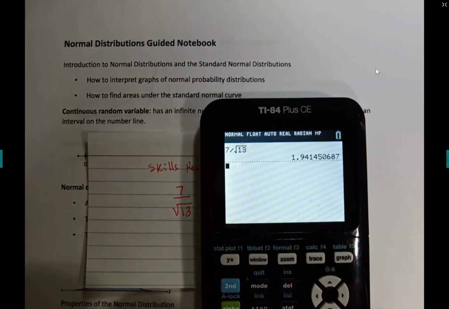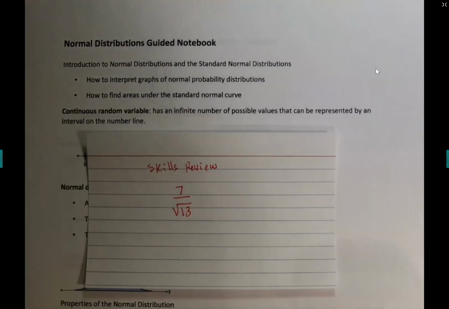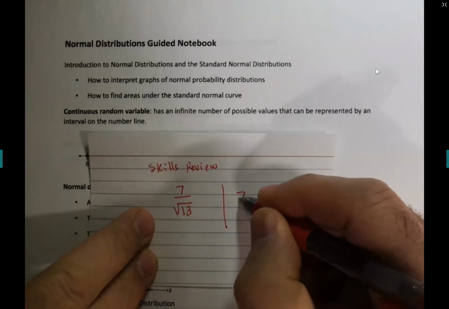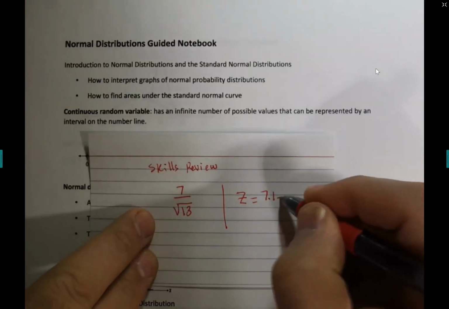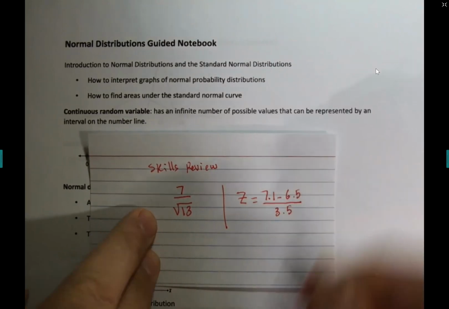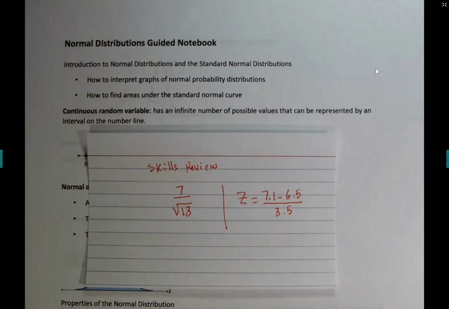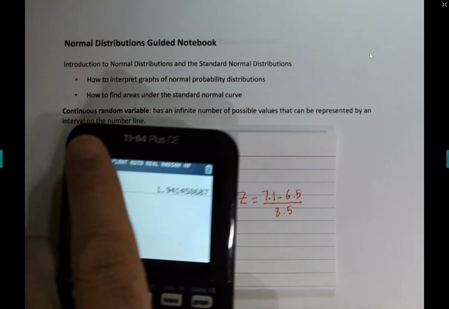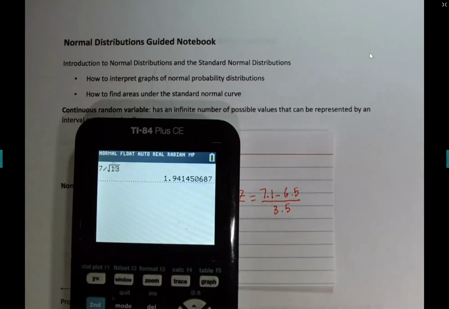Another one you need to know also is how to enter this into your calculator: 7.1 minus 6.5, divided by 3.5. Here's how you do it.